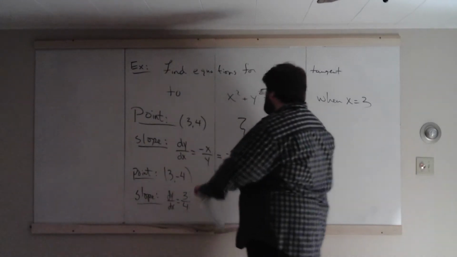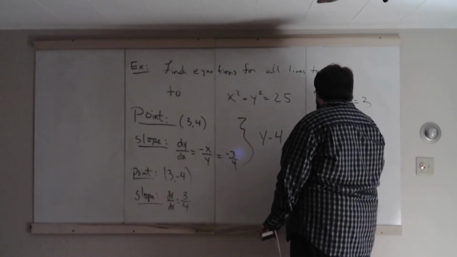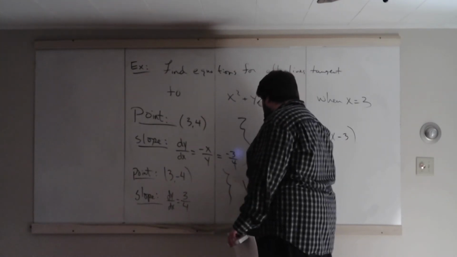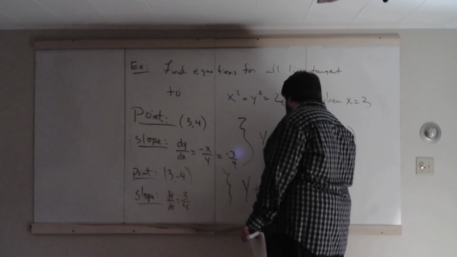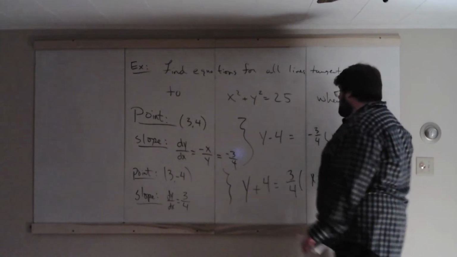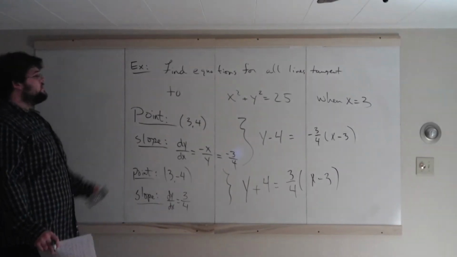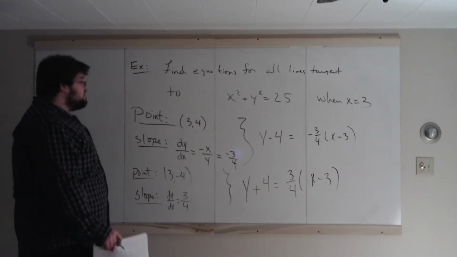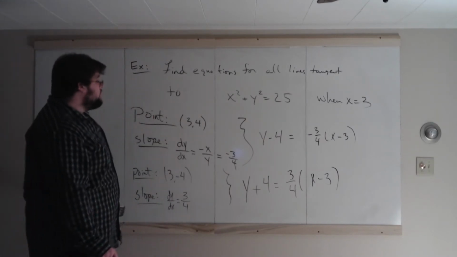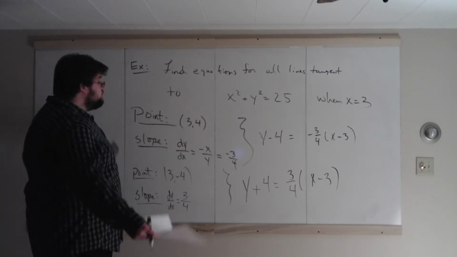So this one we have a point and a slope, so y minus 4 equals negative 3/4, x minus 3. And this one down here we have another point and a slope, y minus negative 4 equals what? 3/4 times x minus 3. So here, find equations for all lines tangent to this curve when x equals 3. We needed to first find the point or points. In this case, there were 2 points. And once we found the 2 points, we found the 2 slopes, and then we found 2 equations.